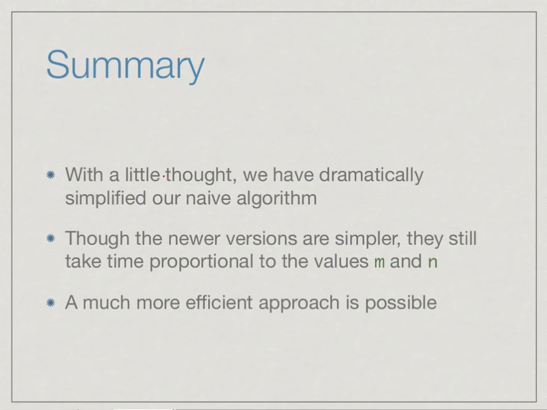In the last version where we were trying to work backwards and stop at the first common factor, it could still be that the two numbers have no common factor other than 1. So again, we have to run all the way back from the minimum of m and n back to 1 before we find the answer. So although the programs look simpler, computationally they are all roughly the same in that they take time proportional to the values m and n. What we will see in the next lecture is that we can actually come up with a dramatically different way to compute GCD, which will be much more efficient.